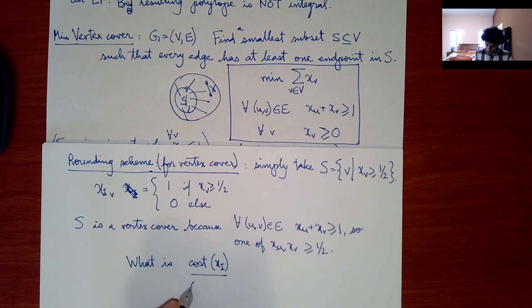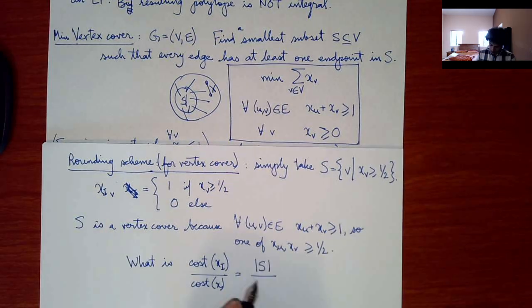So what is the cost of xi? The cost of xi is just the size of the set, because you're rounding everything to binary. And so the cost of xi is just the size of the set. What is the cost of x? That's just the sum of xv over all v in V. Can you give me an upper bound on that?